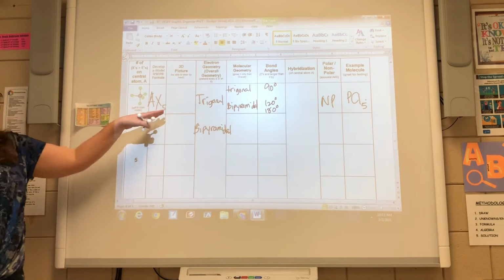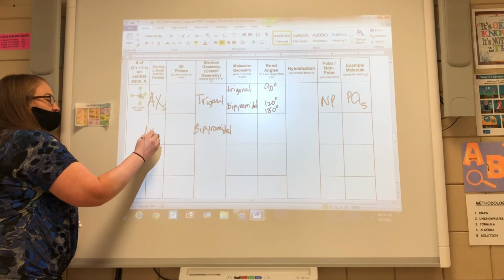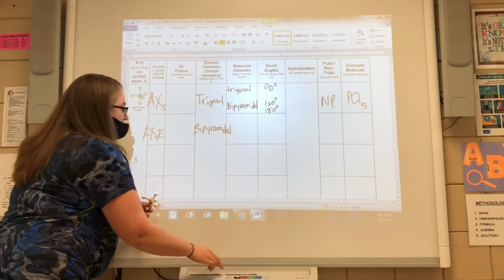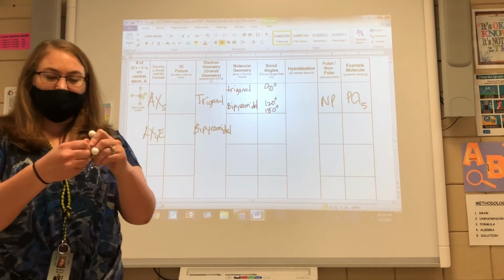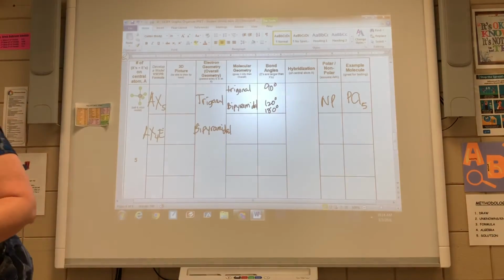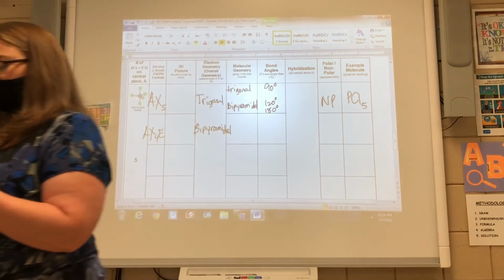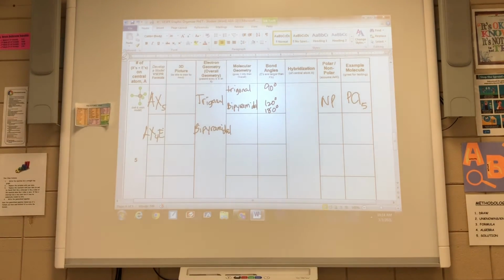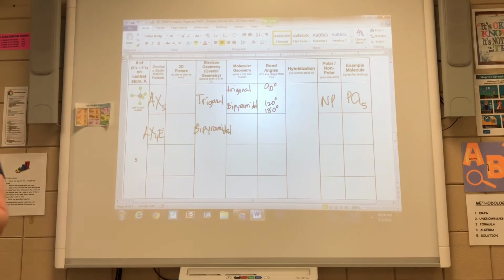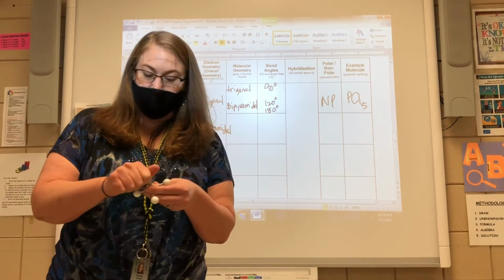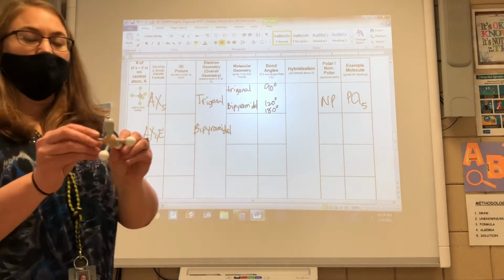So we're going to start with the second one on this 5. We did AX5, so what do you think's next? AX4. And we're going to replace one of these items with a pair of electrons. So I'm going to take one of these off and put this electron pair on. All right, so this is what it looks like.